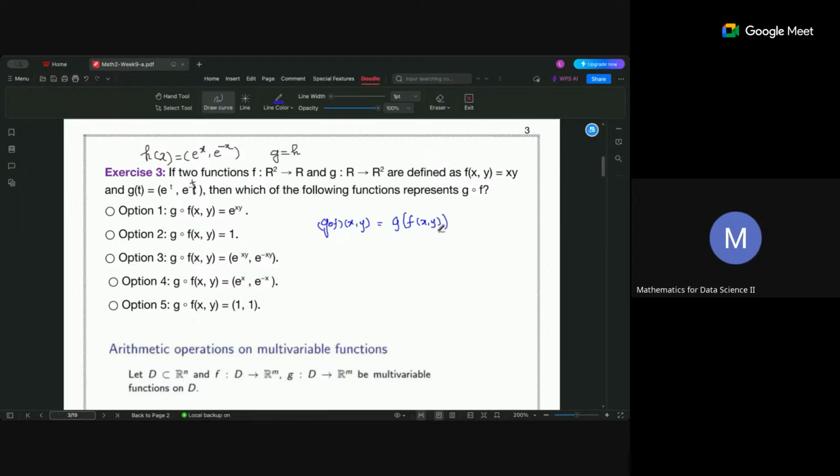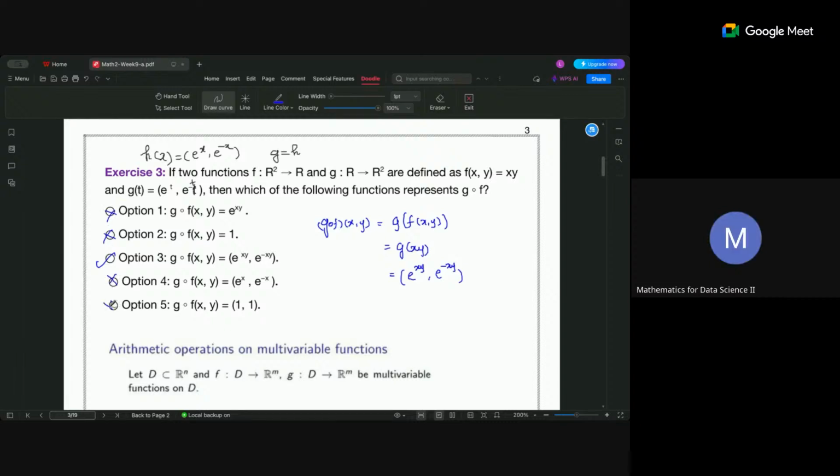Okay, continuing here, g composition f of x comma y is g of f of x comma y, right? Now what is f of x comma y? xy. So now if you apply g to xy, what will you get? e to the power of xy, comma, e to the power minus xy. Right? Now which option is coinciding? Option 3, I think.